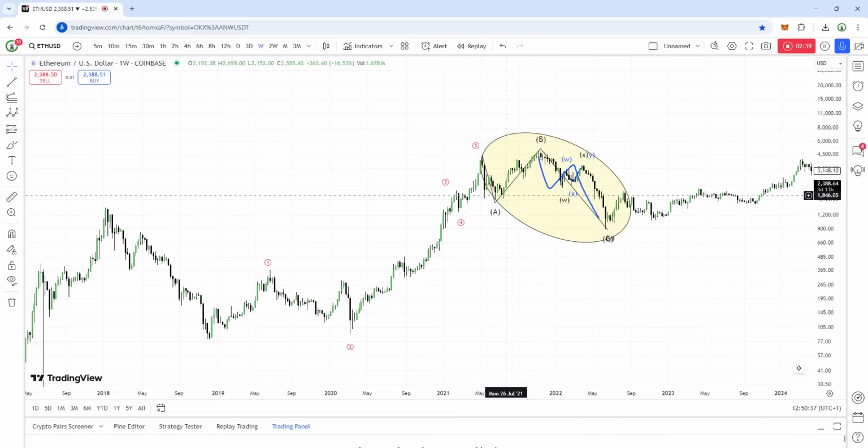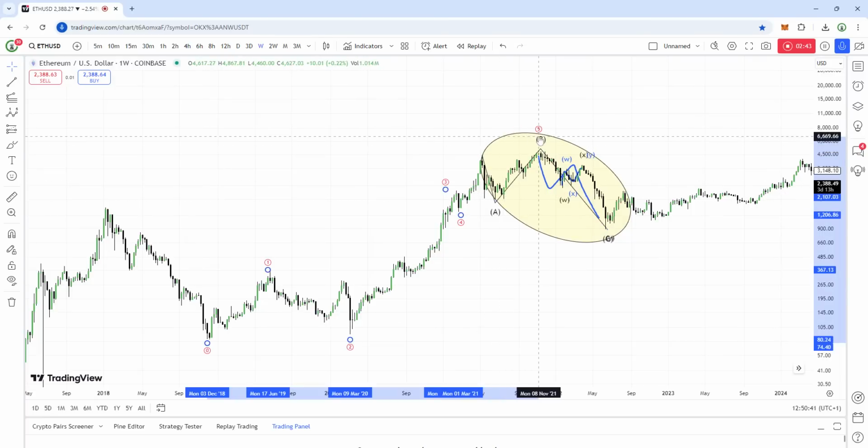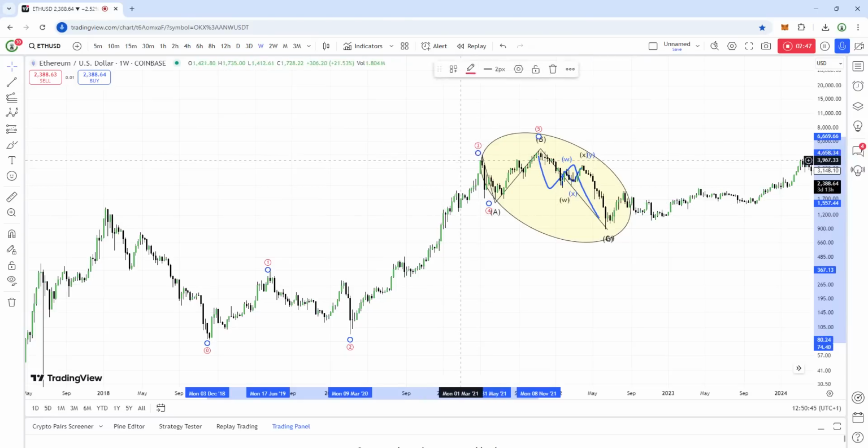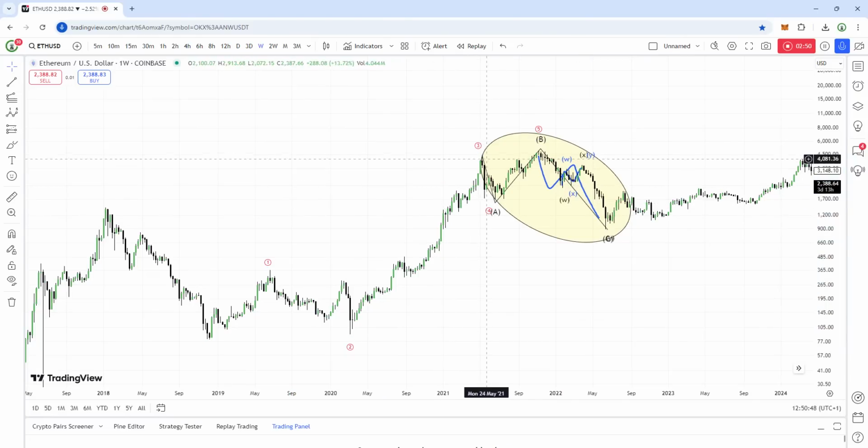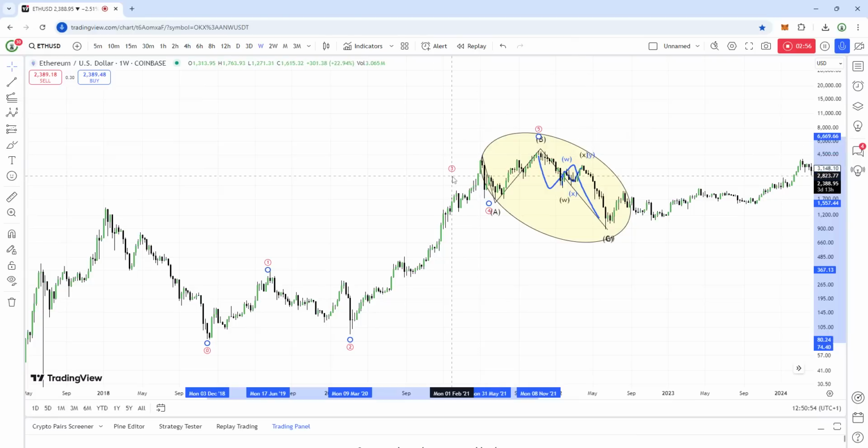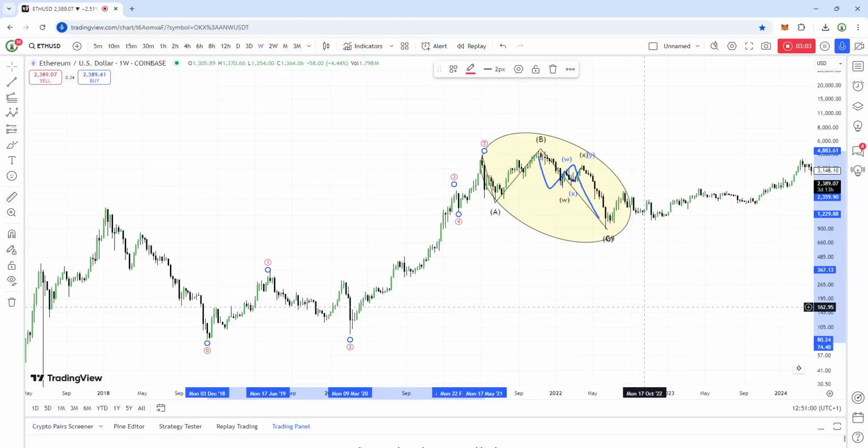Now, a lot of people will argue with me, and they will say that this is 5, this is 4, and this is the top of wave 3. Okay, get it. But for argument's sake, I don't think that's right. I think this is wave 3. I think that's wave 4. That's 5, and this is an ABC flat correction, okay?